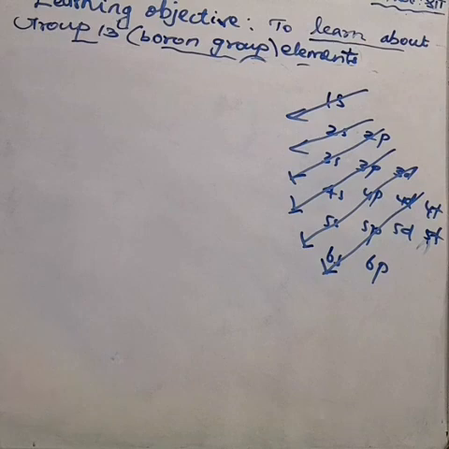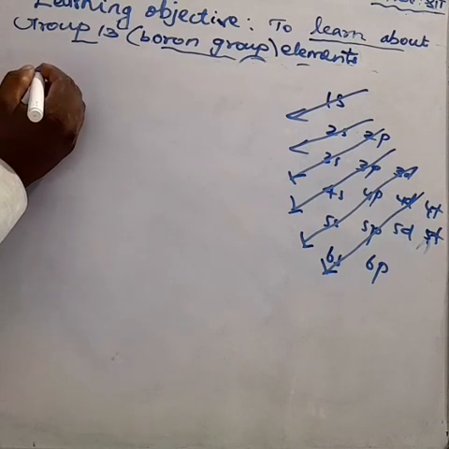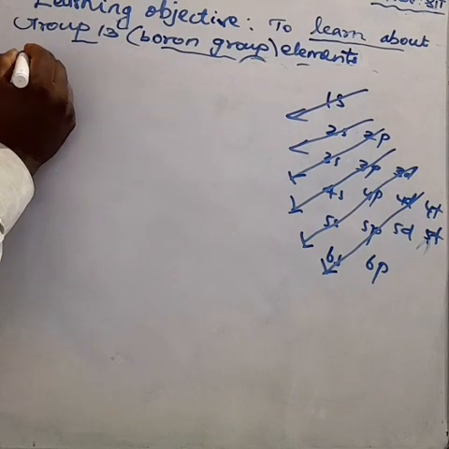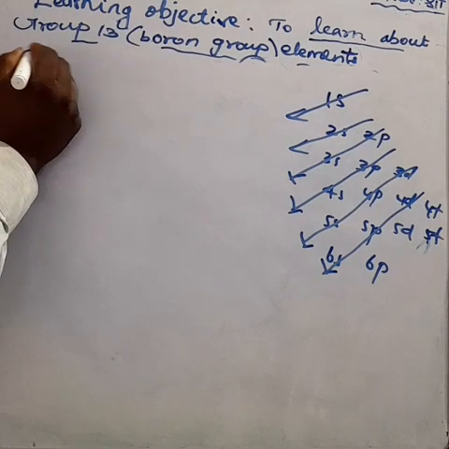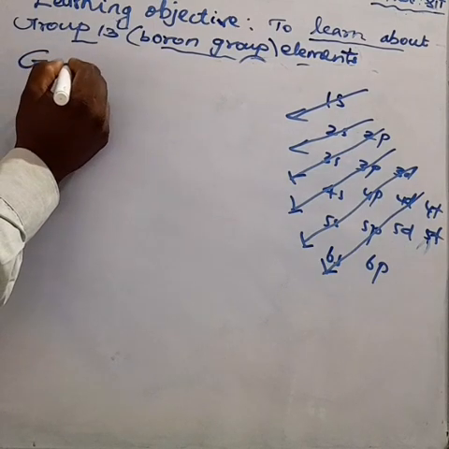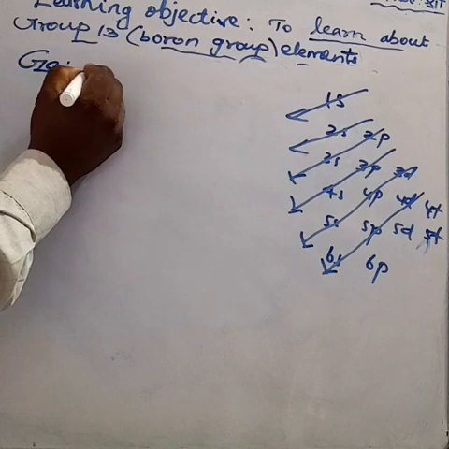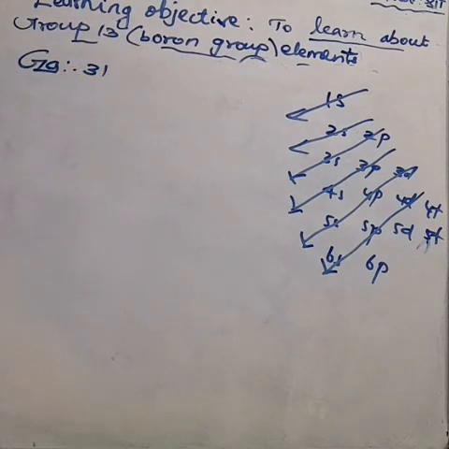Next, we can discuss how to write the electronic configuration of gallium. What is the atomic number of gallium? 31. Am I right? Yes or no? 31. So how can you write the electronic configuration?